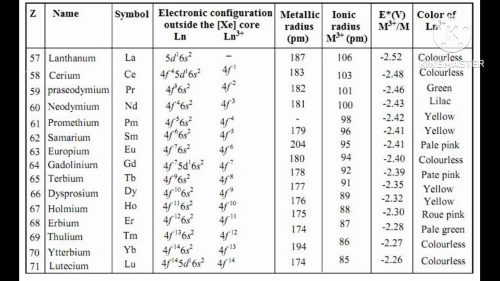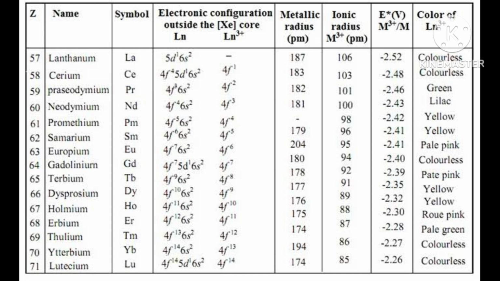Gadolinium actually was having 94. Now this terbium is 178. Now 178 for terbium, but in Ln3+ that is 92. See how much it decreased? Ln is 178, but Ln3+ is 92. Like that way, Dy, dysprosium.